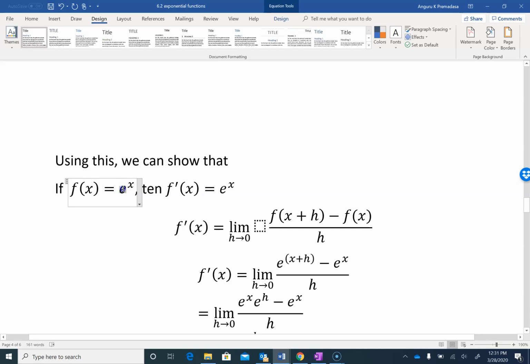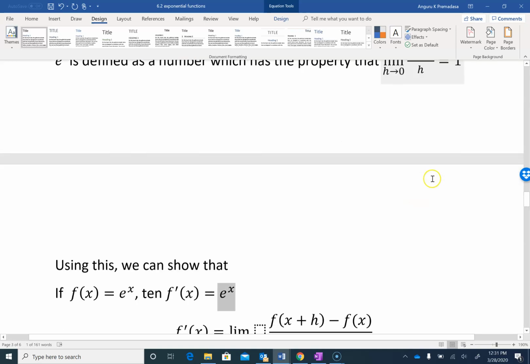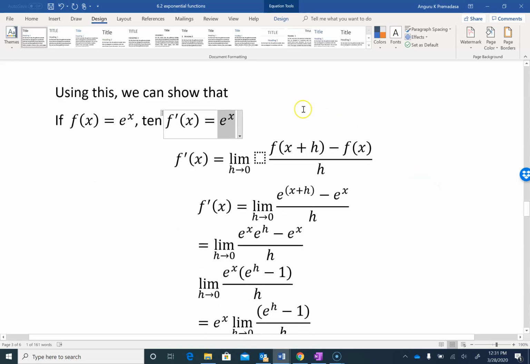For that value of the base, something nice happens: the derivative of that exponential function is itself. So e to the x, the derivative is e to the x. And what is e? e is the value for which the limit of (a to the h minus 1) over h equals 1. So now let's try to prove this.